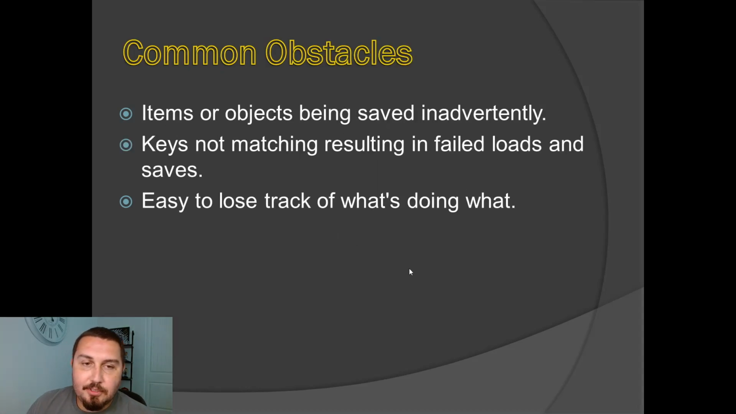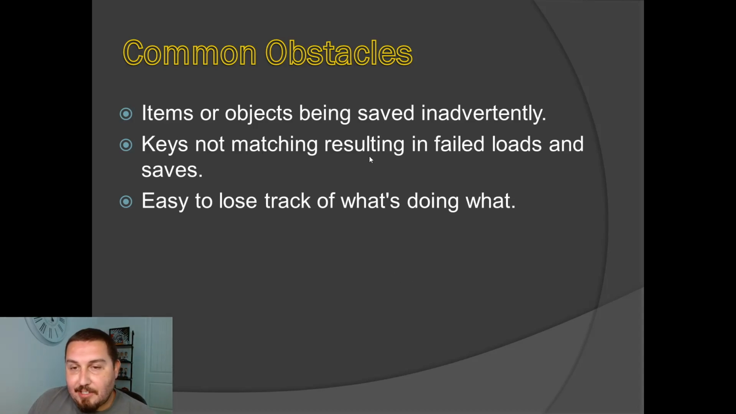All right, some common obstacles: items or objects being saved inadvertently. Like I said, when you're using the save all action from Easy Save, whatever variables you have in that FSM are going to get saved with that save all action. Just be aware of that, because when I had the two save managers in one FSM, when you do that save all, it ends up saving all of the variables that you have in that FSM, and it could end up causing issues. Like I had these random decks popping up in my game that weren't supposed to be there, and it was because I was saving things inadvertently.